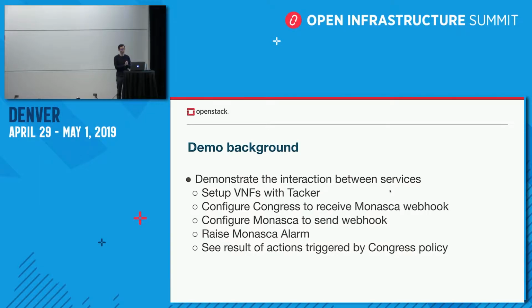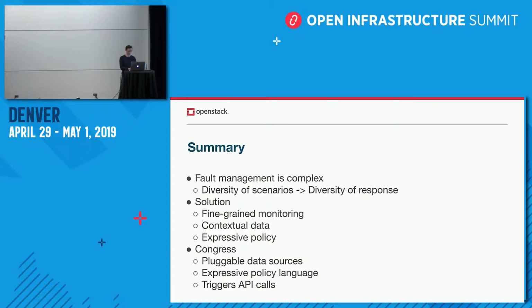Okay, so now I will just summarize what we talked about today. Number one, fault management is very complex. When you have a wide diversity of fault scenarios, it also calls for a wide diversity of possible responses. The solution we talk about here is one of policy-driven fault management. And there are three main pieces to it. First is fine-grained monitoring to create the detailed alarms that tell you the kind of faults and predictive faults we're talking about. Then there is the need for rich contextual data to be able to evaluate the overall fault scenario and what to do.